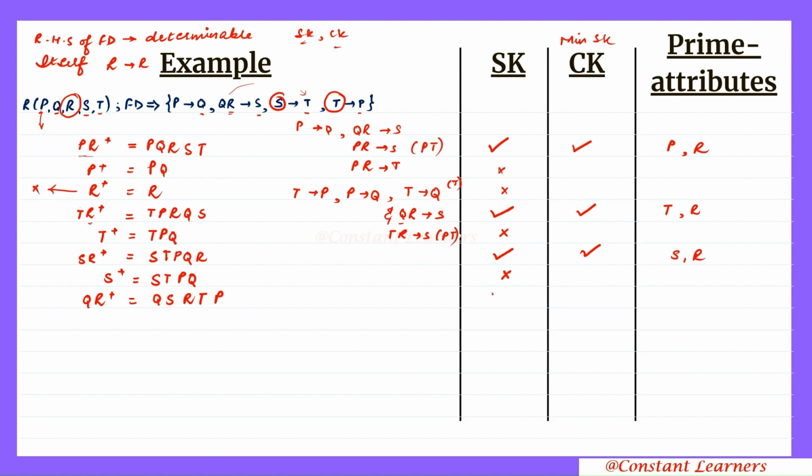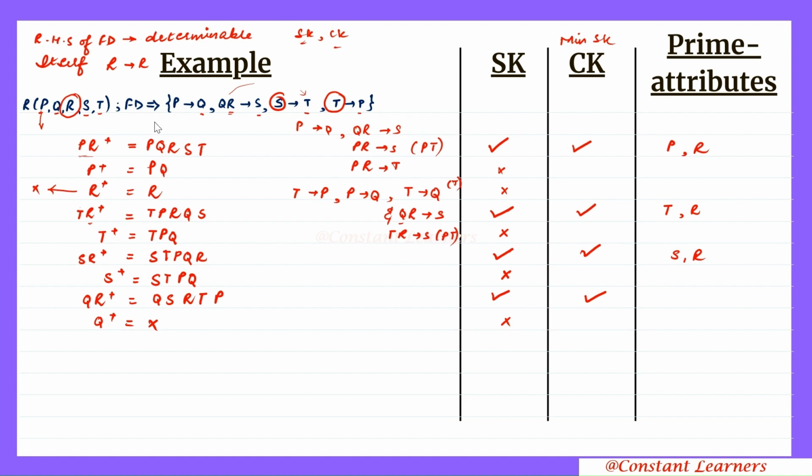So again, we're getting all the attributes and this will also be a super key. And will this be a candidate key? Yes, it will be a candidate key because without R, Q alone cannot determine all the attributes, right? So it is not going to be a super key. These are all the candidate keys that we can get in this relation, right?